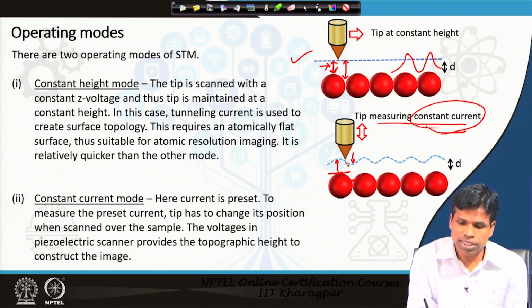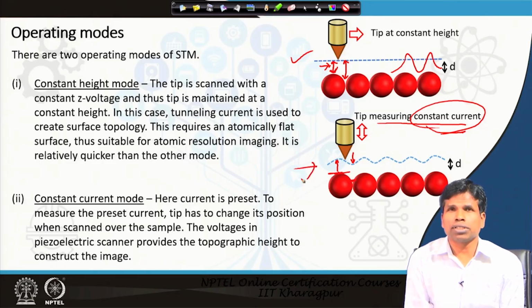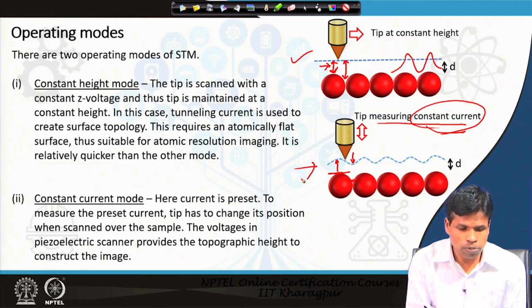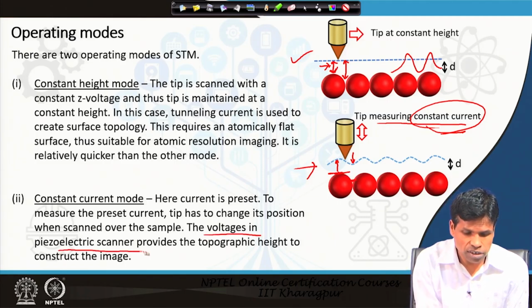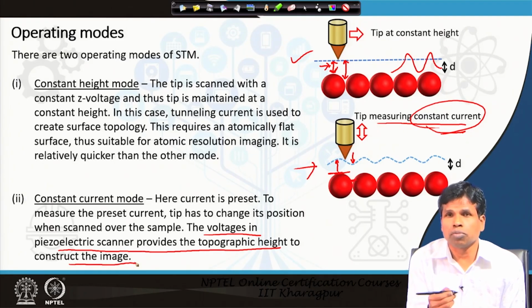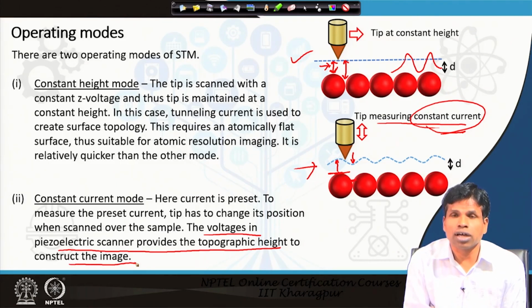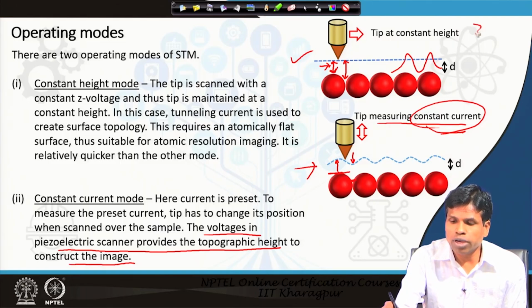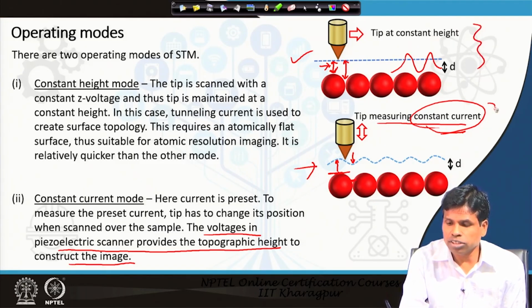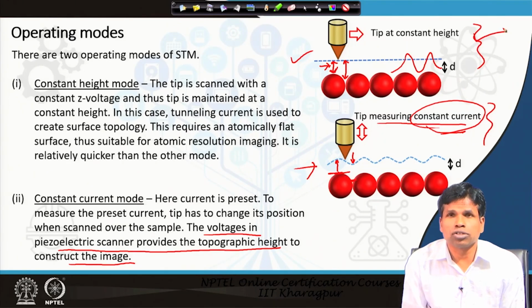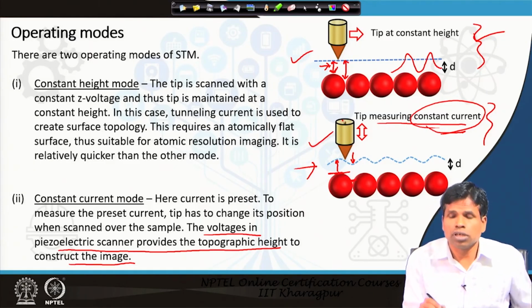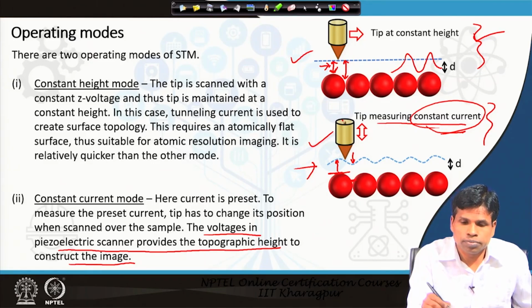So, in this way, this type of measurement, or constant current measurement, is particularly done with an unknown sample, and the voltage in the piezoelectric scanner provides the topographic height to construct the image. How much voltage we provide to move the tip upward or downward, that voltage is utilized to construct the image. So, basically we have two modes, constant height mode and constant current mode. Constant height mode is suitable for high resolution images as long as the sample is atomically flat. Constant current mode is for unknown samples, it should be done fast, and if the sample is atomically flat or very smooth, then constant height mode can be utilized for that sample.